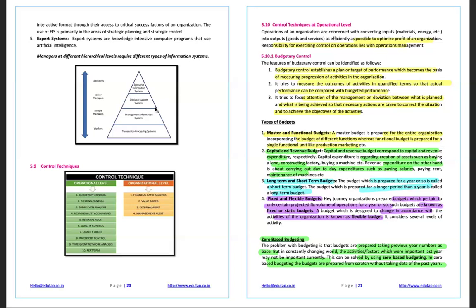So budgetary control. Budgetary control establishes a plan or target of performance which becomes the basis of measuring progression of activities in the organization. ठीक है, budgetary control क्या है?